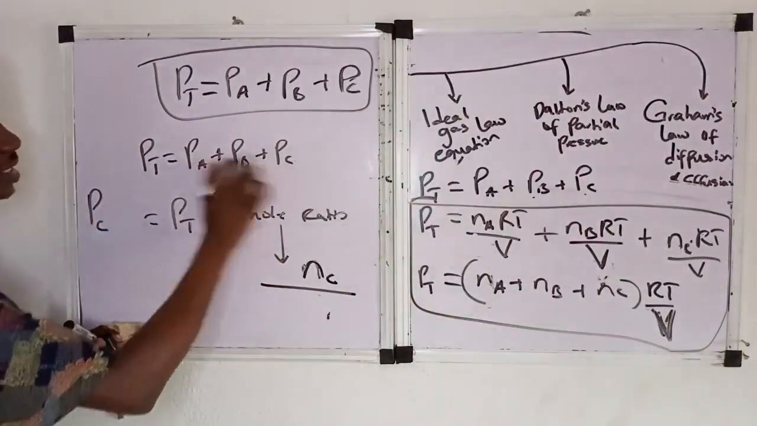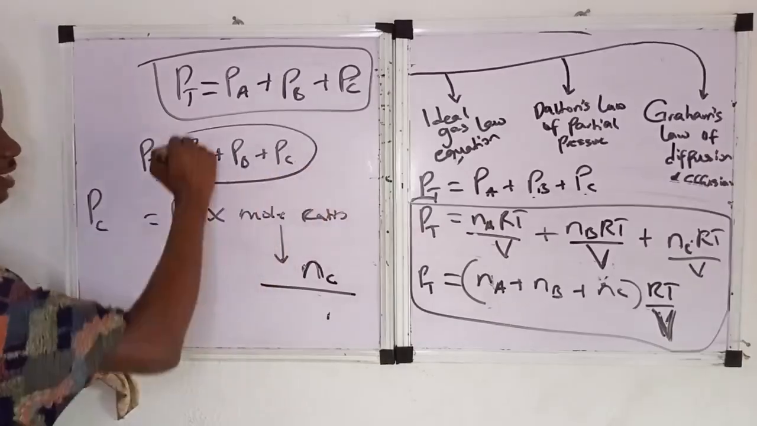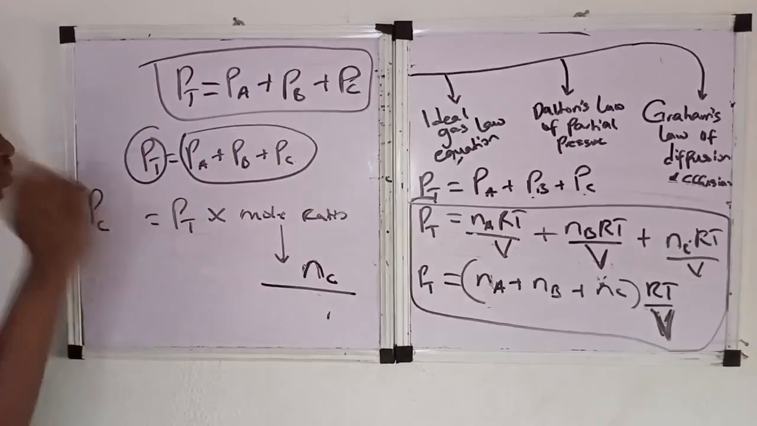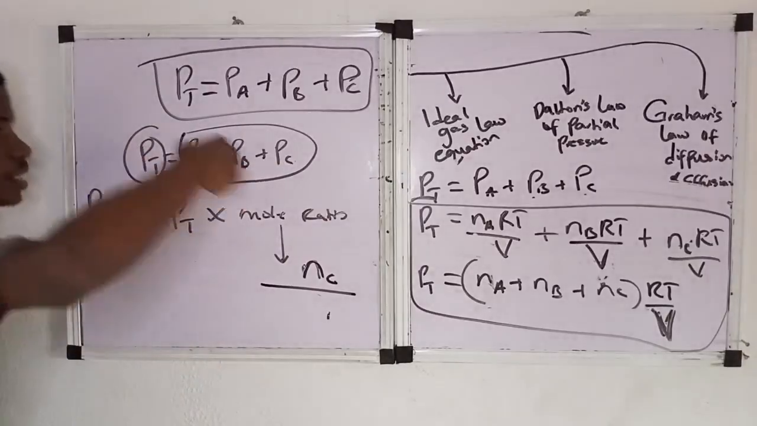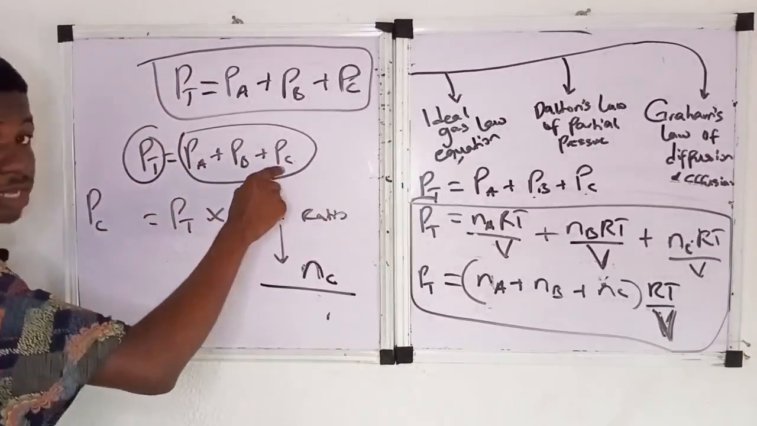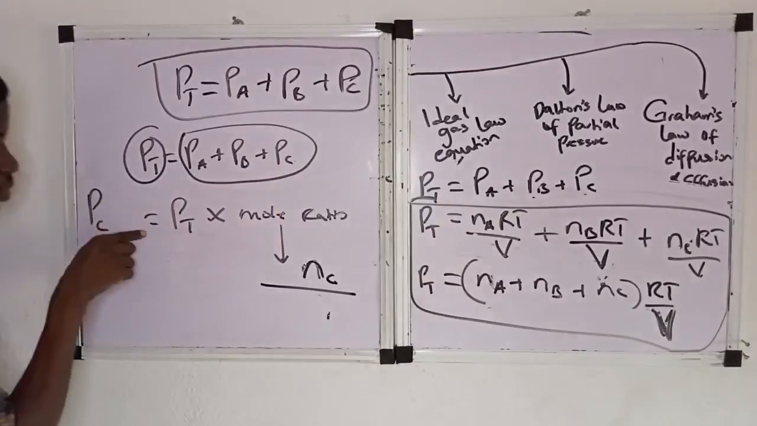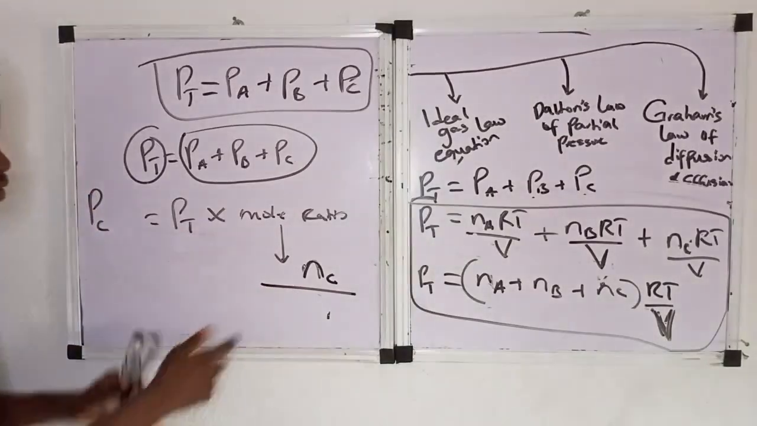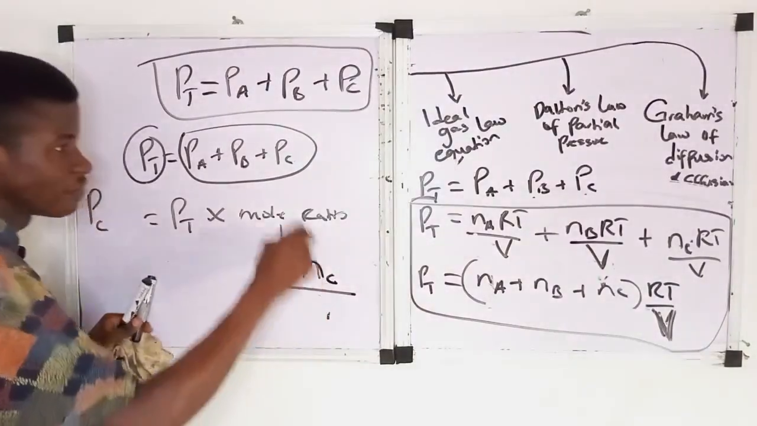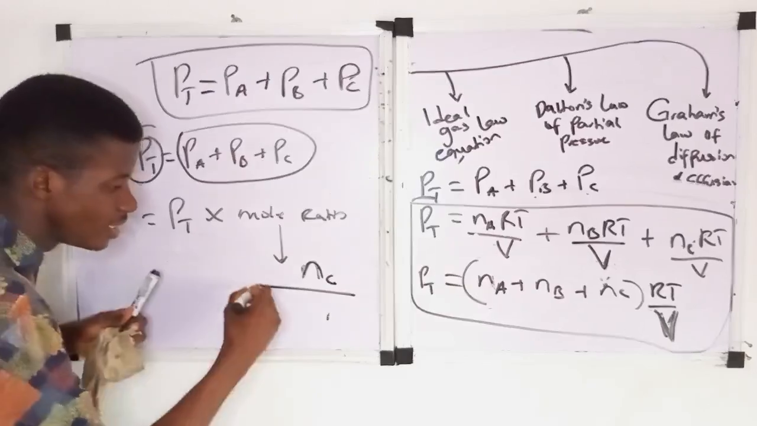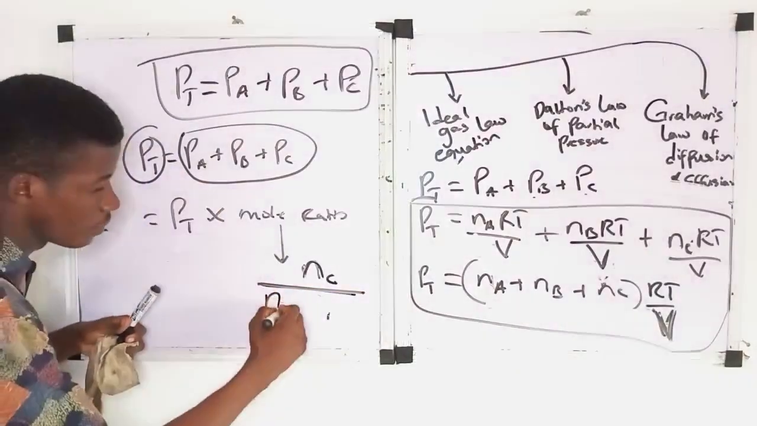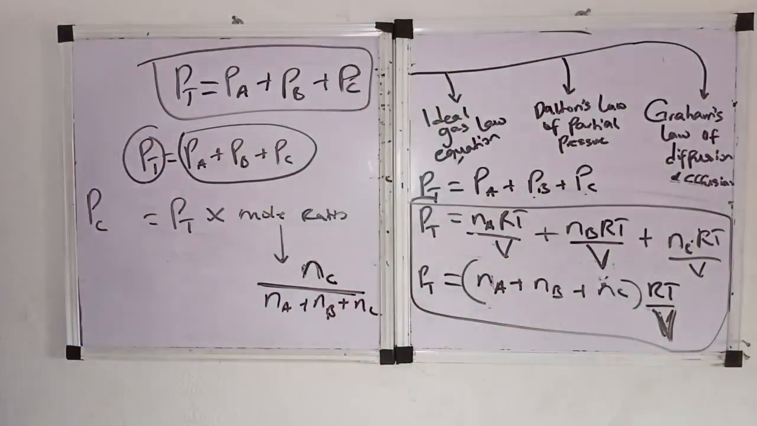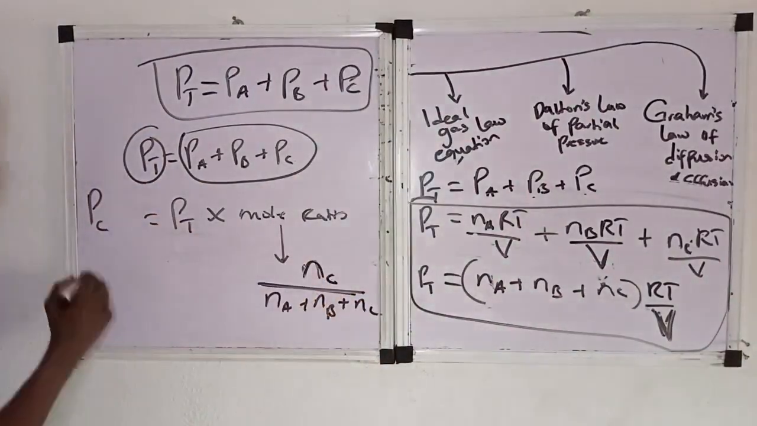Let's say we are dealing with these three gases, and this is the total pressure. If they ask us to calculate the partial pressure of gas C, which is PC, we will do it like this: equals total pressure times mole ratio. Now, the mole ratio will be the mole of gas C divided by the mole of gas A plus the mole of gas B, then the mole of gas C itself. So that is the mole ratio for you.